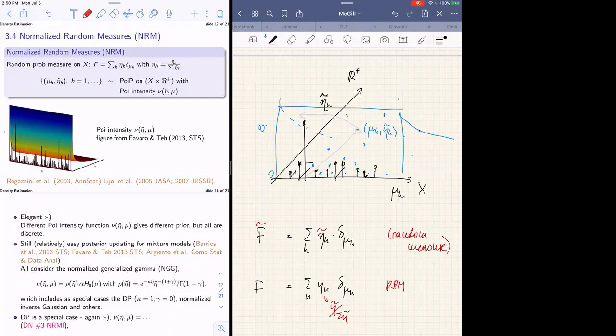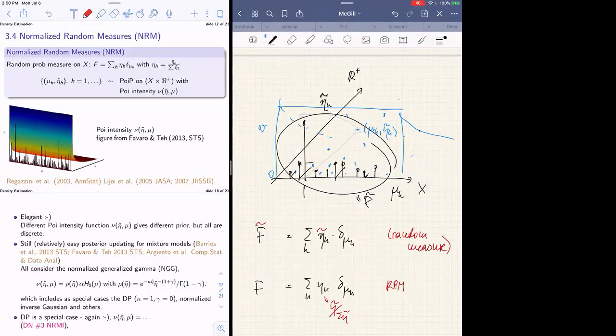And voila, that's it. This thing here is my F tilde. That was it, yeah? Did you see how simple it was? It was a two-step construction. Generate the random configuration under your Poisson process in blue. The Poisson process generates these pairs, mu h, eta tilde h, and now simply use the mu h as the location of the point mass.